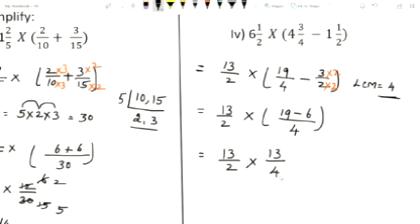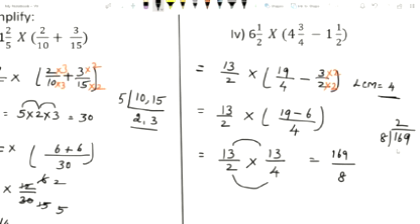Now check here, 13 by 2 has no common factor except 1. Likewise 13 by 4 also. Cross-wise also we can't cancel. So what will you do? You have to multiply numerator with numerator, denominator with denominator. So 13 13s are 169, divided by 2 4s are 8. Now you divide this 169 divided by 8.